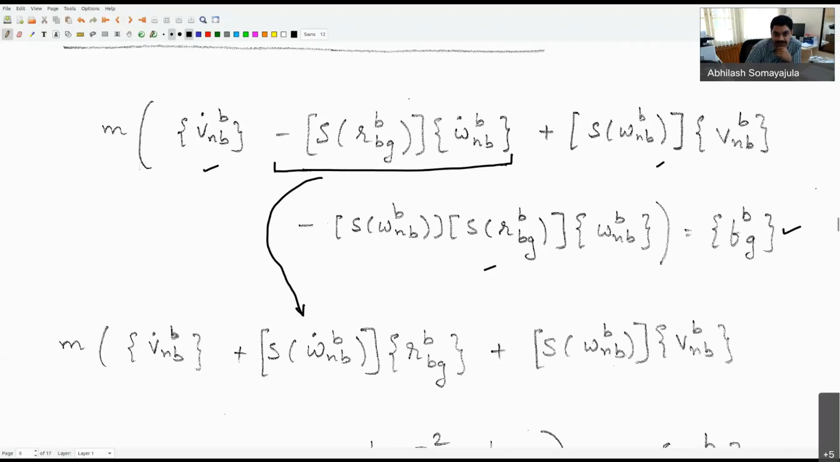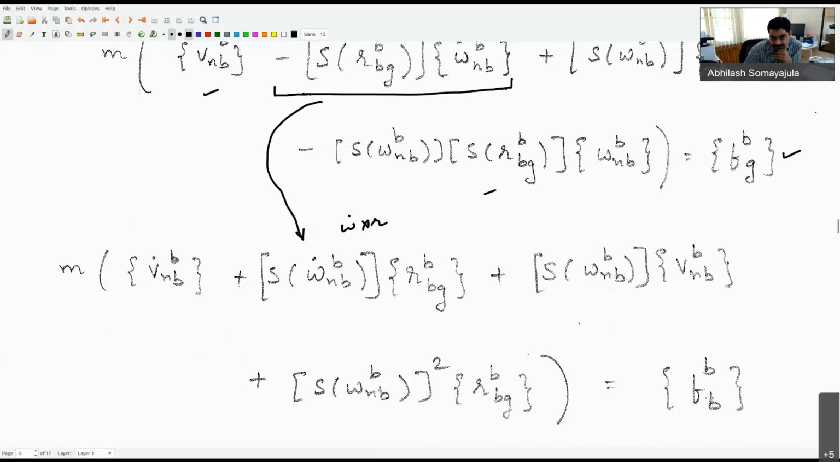They are equivalent, right? Because this basically represents minus r cross omega dot, and this one simply represents omega dot cross r. They both are the same, right? Okay, now the second term I'm keeping as is, the third term I'm keeping as is, and the last term also I'm making a change.